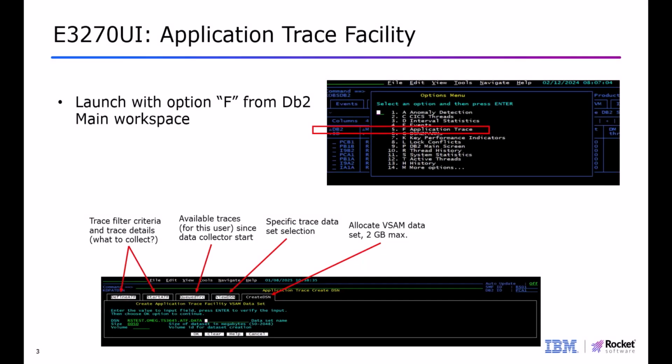So to access the application trace facility, you would use option F from the main OMEGAMON Db2 screen. Once you select that option, a window is going to open up that's going to show you a series of tabs. With these different tabs, you're going to be able to do things like create the VSAM data set, specify all your trace filter criteria, as well as view the existing trace output online. So let's go ahead and walk through these different options, and I'm going to step you through exactly how to set this up and monitor an application.